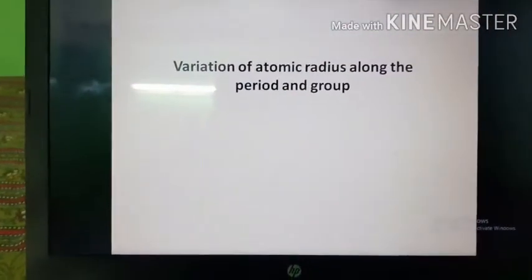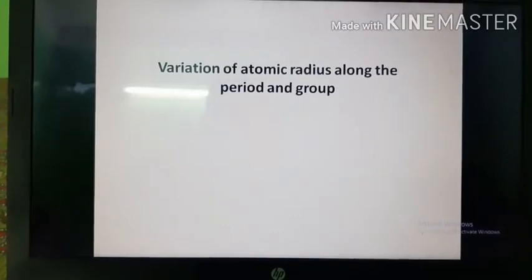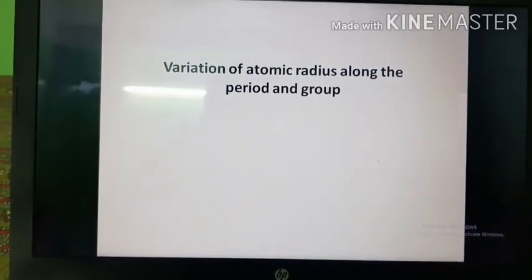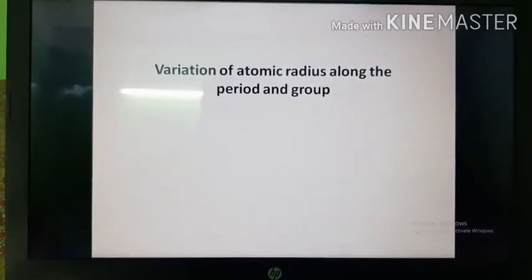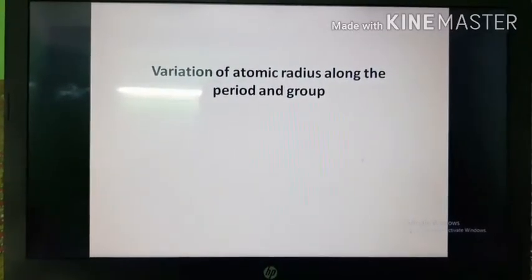Now, what are the variations of atomic radius along the period and the group? If we move from left to right in a period, then atomic radius will decrease.